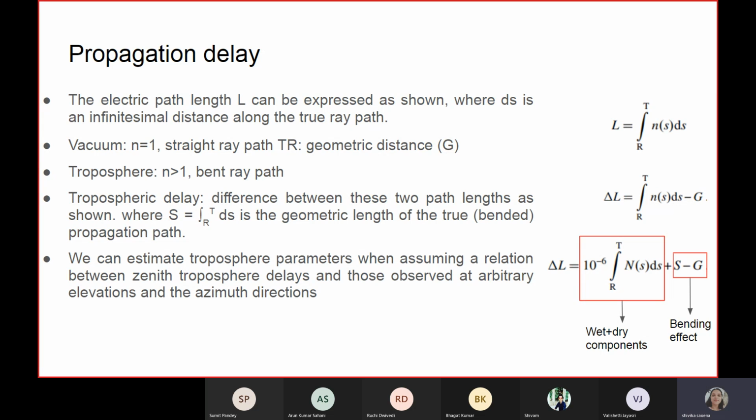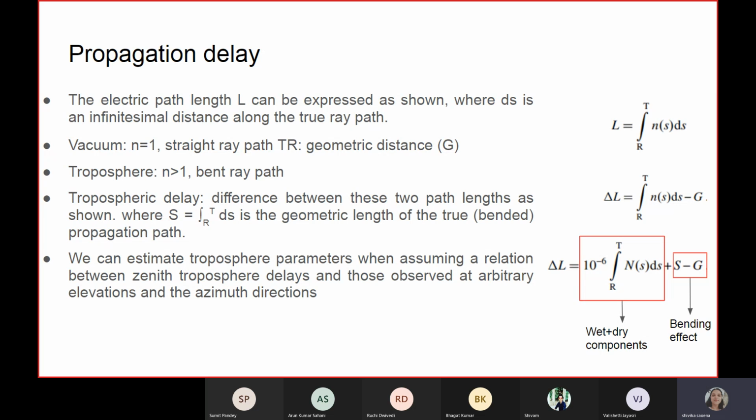That undisturbed ray path minus the disturbed ray path, that is the longer distance, minus the undisturbed ray path, that is geometric distance, capital G. So you can see in the second equation, that is delta L, that is the tropospheric delay. That means it is the difference between these two path lengths. That is the first path length, that is electric path length, capital L, minus capital G.